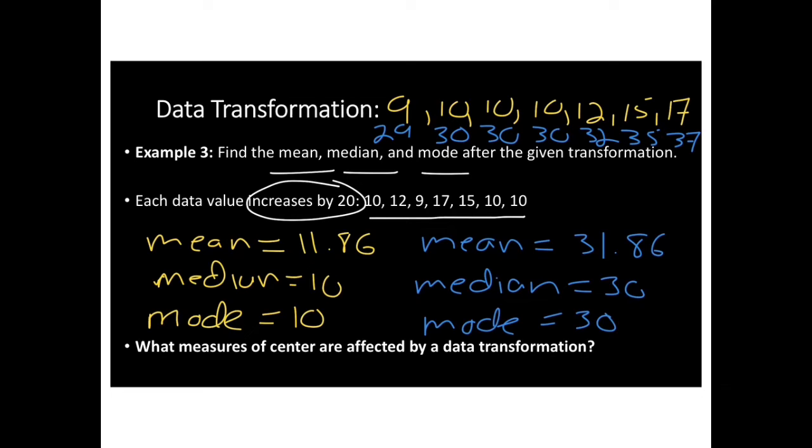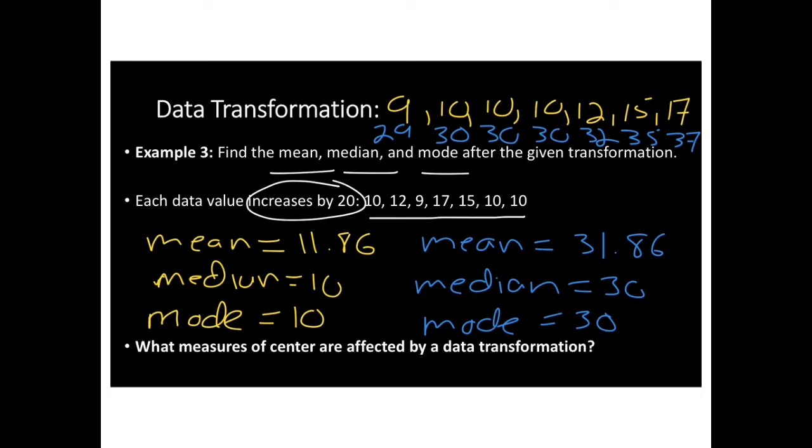Same thing happened for the median and for the mode. The original median was 10. The new median is now 30, which is a difference of, once again, the 20 everything is increasing by. And last but not least, for the mode, we see the same change. The first mode was 10. The second mode is 30, which is again our increase of 20.